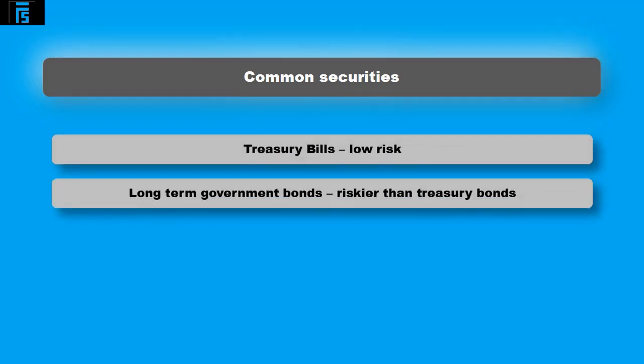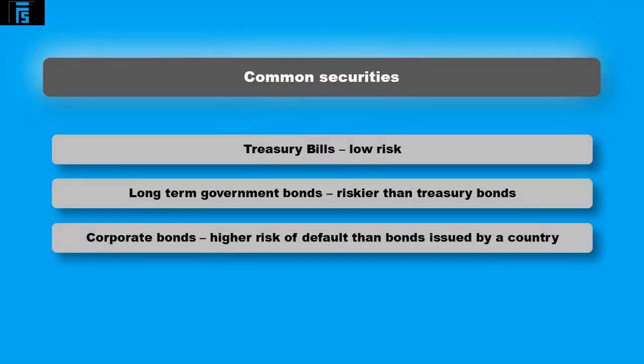Long-term government bonds. The level of risk attached to them depends on the financial stability of the country issuing them. Their value will fluctuate in line with the changes in the country's interest rates. Because they are riskier than Treasury bills, they have a higher rate of return.